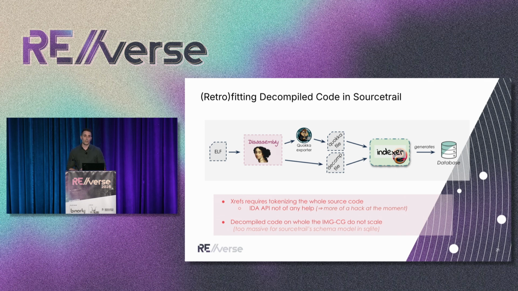So the pipeline here will be kind of similar, except that in addition to the call graph and the disassembly, we are also going to decompile the whole program, and we are going to feed that to an indexer to build a database. A bit of free rant against IDA here. IDA is really not of any help for putting the source code into Sourcetrail because we want to somehow be able to tokenize back the calls within the lines and columns within the decompiled code. So today we are doing it in a bit of a hacky way.